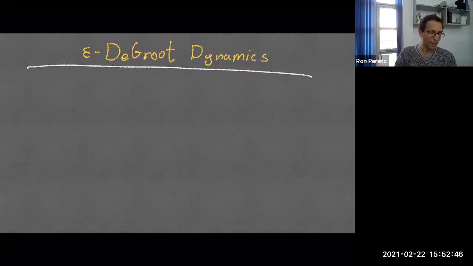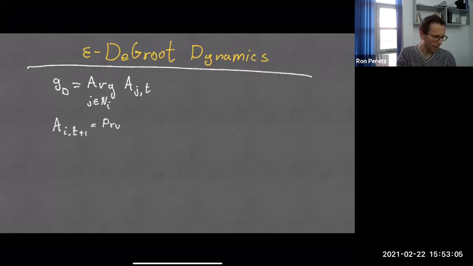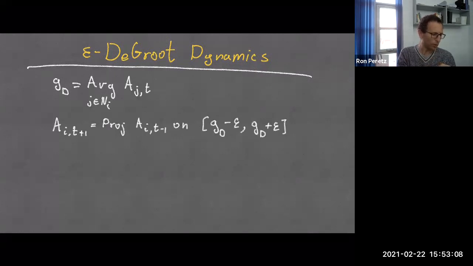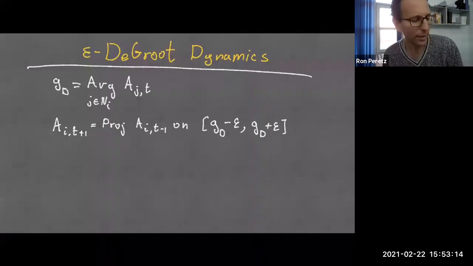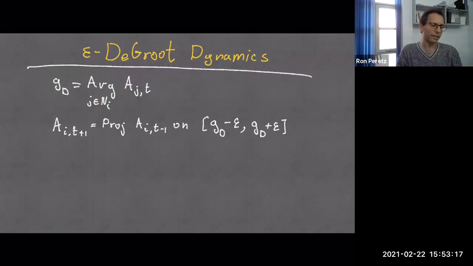Okay, so we have a different dynamics. We call it the epsilon DeGroot dynamics, or approximate DeGroot dynamics. Let me explain what this dynamics is. This is the DeGroot dynamics: you take the average of your neighbors. And in the epsilon DeGroot dynamics, what you do is something very tricky. The opinion at time t plus one is the projection of the opinion at time t minus one on the interval around the average of the opinions of the neighbors with the radius epsilon.